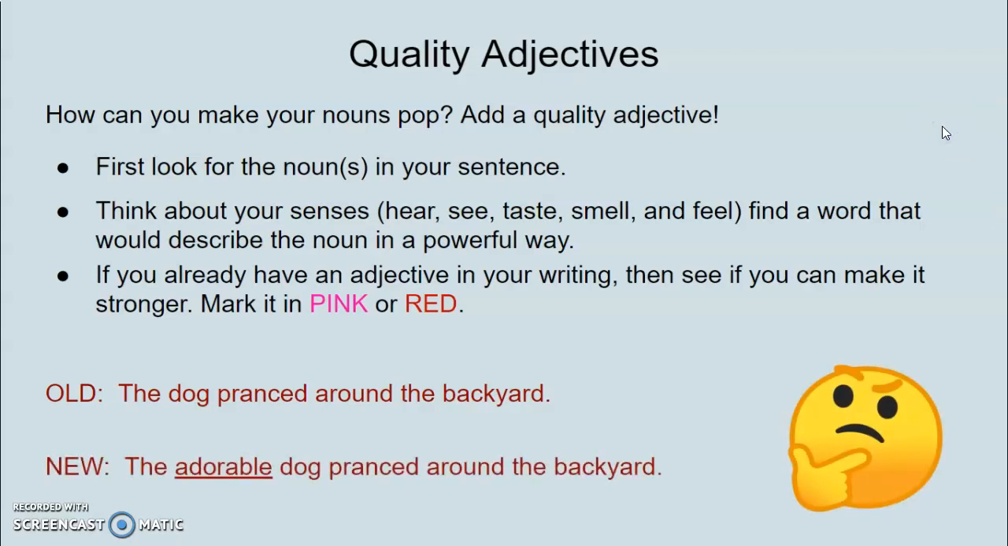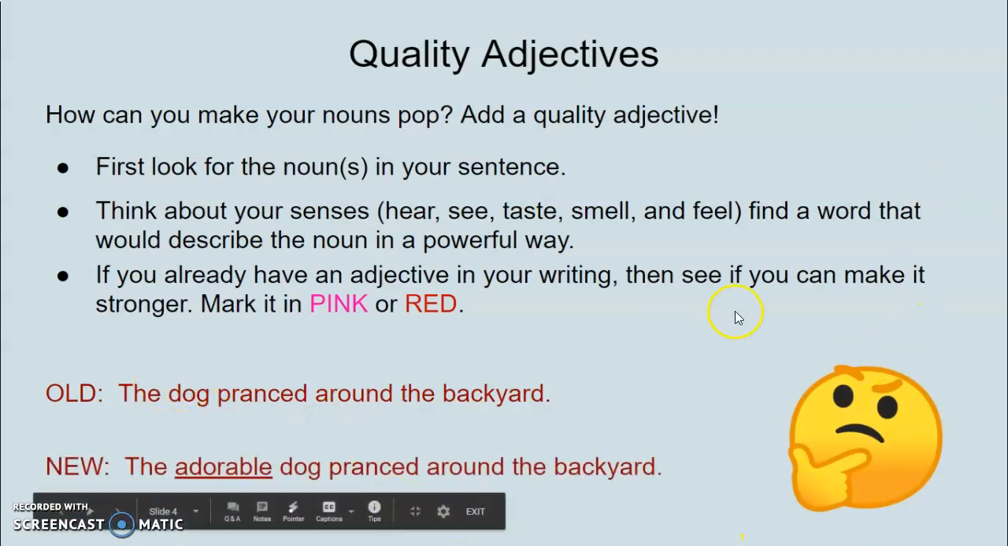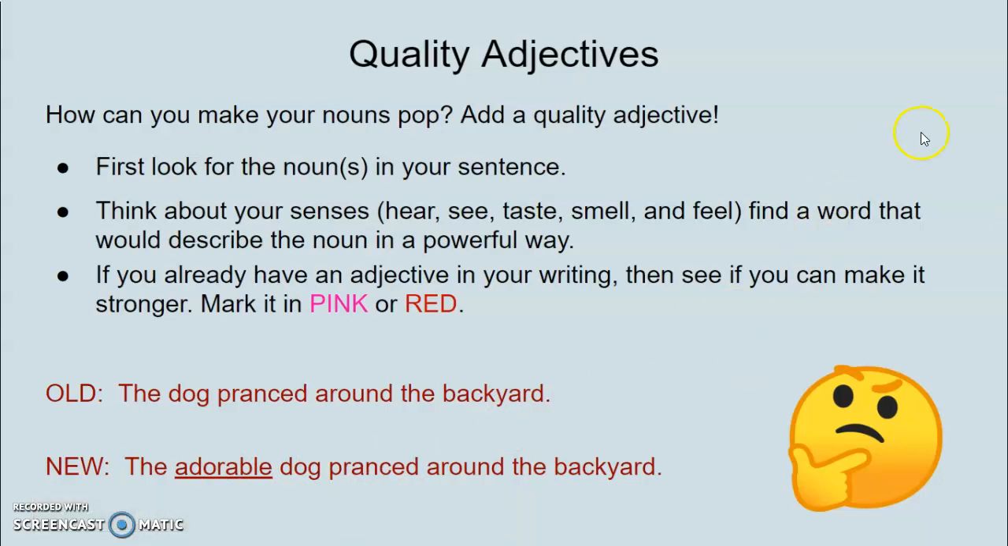I picked dog. So instead of just saying the dog, I said the adorable dog pranced around the backyard. Of course, I was thinking of my two puppies, and I'm sure one of your pets is probably adorable as well. But I used the word adorable. I didn't use cute because cute is really not a quality adjective. I thought of cute at first, but then I thought, well, what can I use instead of cute that would actually mean the same thing but be more exciting to read? So I chose the word adorable.